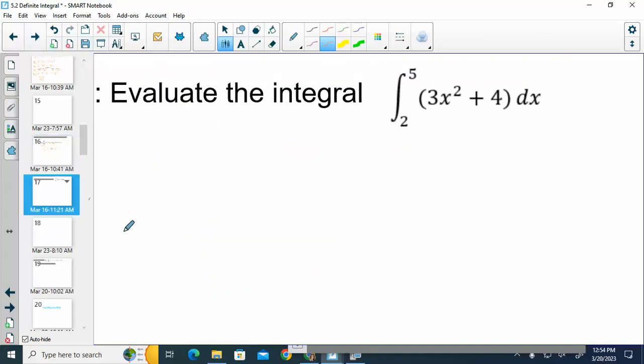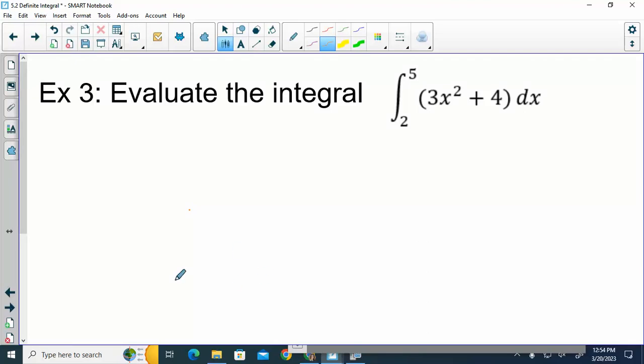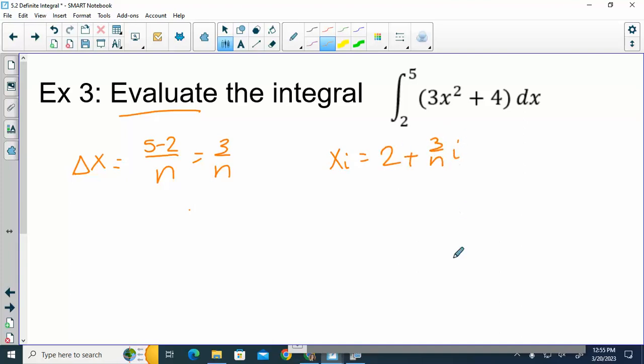Alright. So if I asked you to actually evaluate the integral, so this is kind of like the last one we just worked out together. So this one I'm not asking just for a notation, I ask you to evaluate it. So what is my change in x? 3 over n. Right, because you have to do 5 minus 2 over n. Alright, your x sub i is what? 2 plus 3 over n i. Good.